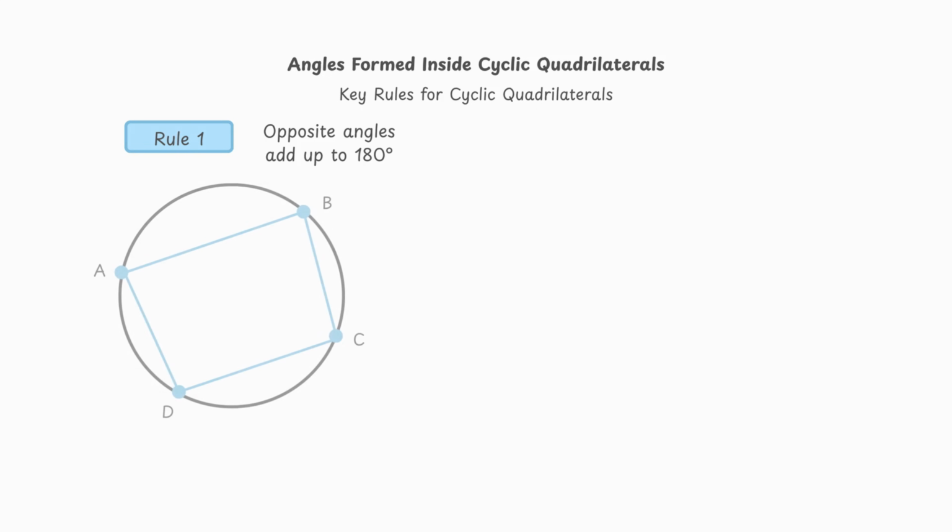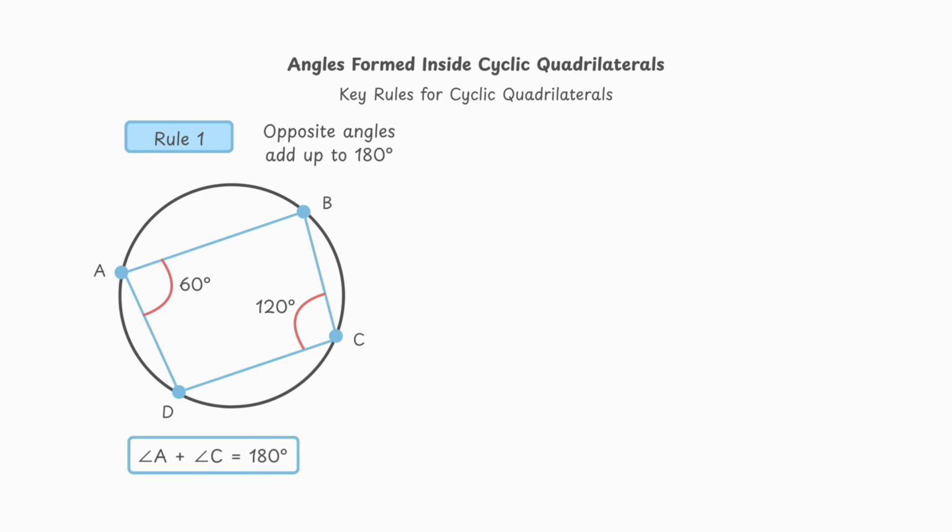Look at the diagram. Angle A is 60 degrees, and angle C is 120 degrees. When we add them together, 60 plus 120 gives 180 degrees. So these are opposite angles, and they always sum to 180 degrees.